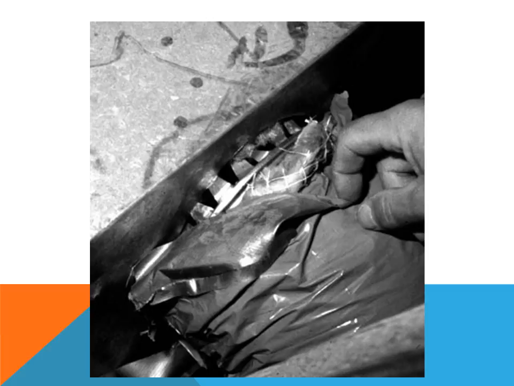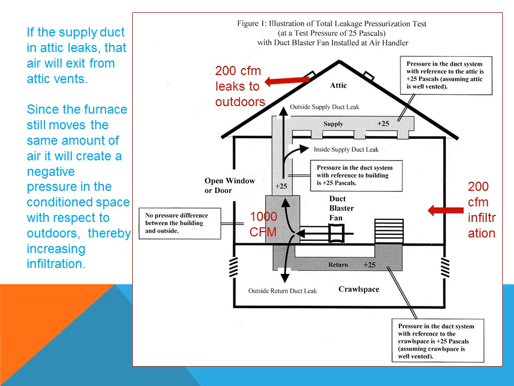Some of the things that we have to look at, like this flex duct that has a stock collar on it and it's not connected very well, and because it has openings in it, it definitely will have issues of losing air out if it's on the supply side.